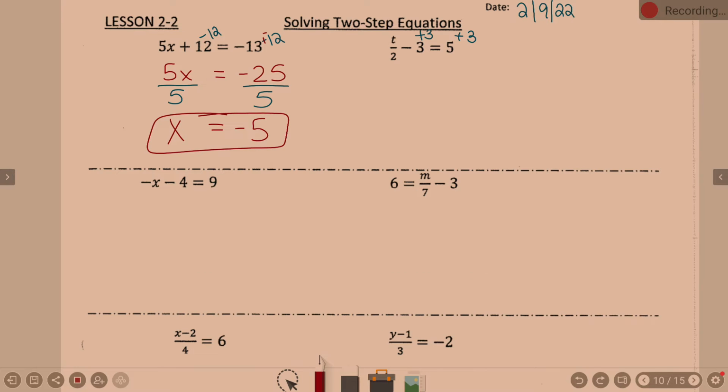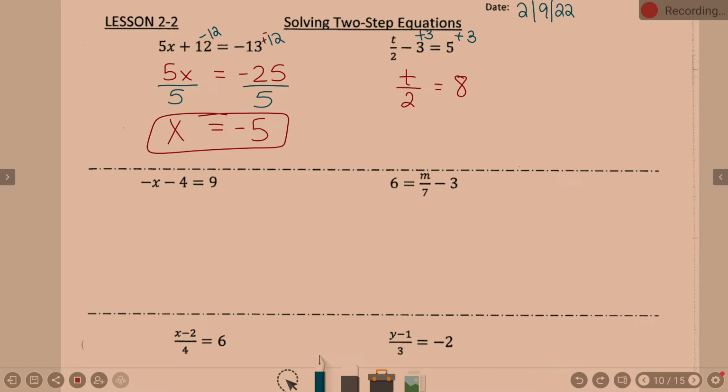If my 3's cancel on the left, what is on the left side of my equation currently? T over 2. Yep, t divided by 2 equals 8. And then 5 plus 3 is 8. Now what do I have to undo? T over 2. It's t divided by 2, right? How do I undo t divided by 2?